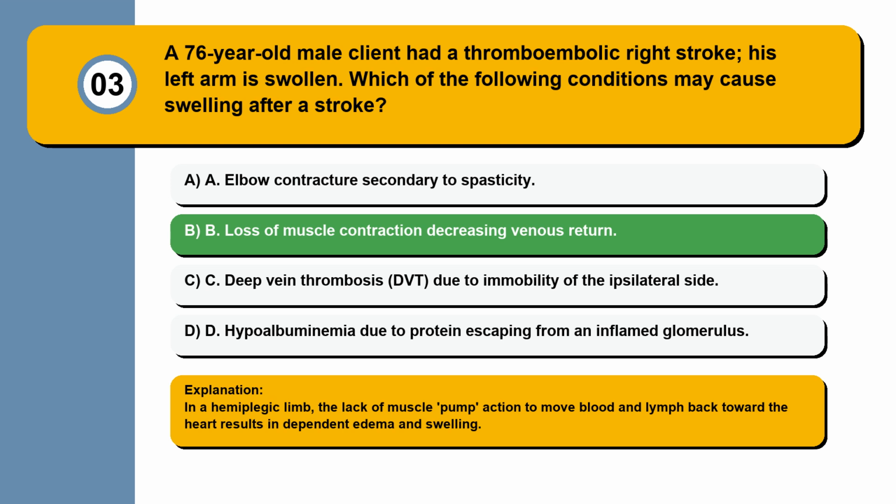In a hemiplegic limb, the lack of muscle pump action to move blood and lymph back toward the heart results in dependent edema and swelling.